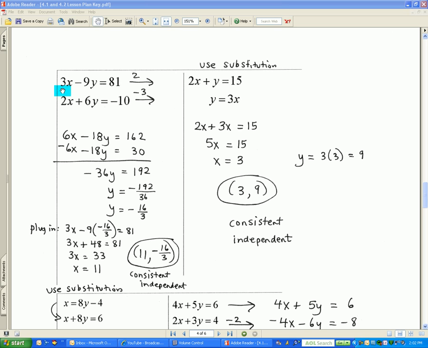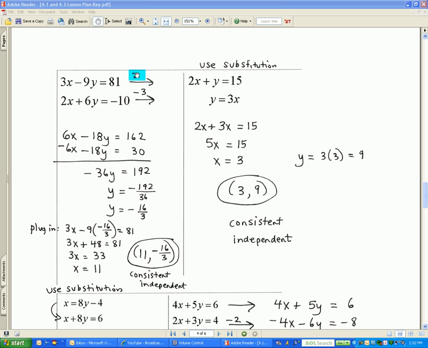You ask yourself the question, what is the smallest number that 3 and 2 will both go into? And of course the answer is 6. So what you're then going to do is make one of them a positive 6 and one a negative 6, and then they will eliminate. If I multiply the top equation by 2, this 3x will become 6x. If I multiply the bottom equation by negative 3, this 2x will become negative 6x. And then the positive 6x and the negative 6x will cancel.